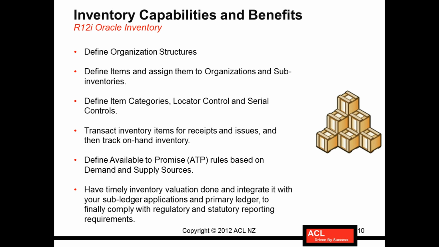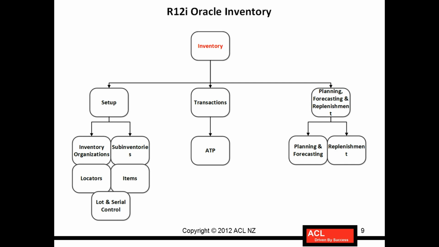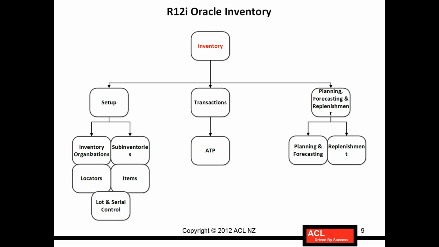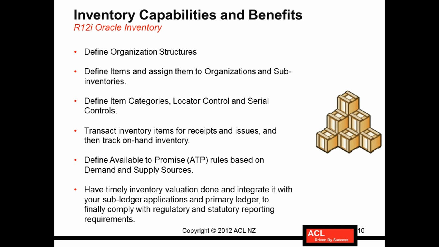So the first point, as I said, is that you can define organizational structure. What do you mean by organizational structure? As I've explained, your organizational structure could include these aspects, wherein you can depict your manufacturing factories, or your distribution centers or physical warehouses in inventory. Within that you go and define your locators, items, and a couple of setups related to items, such as if you want to implement serial control or lot control within items, then you go about defining that. So all that you do in inventory.